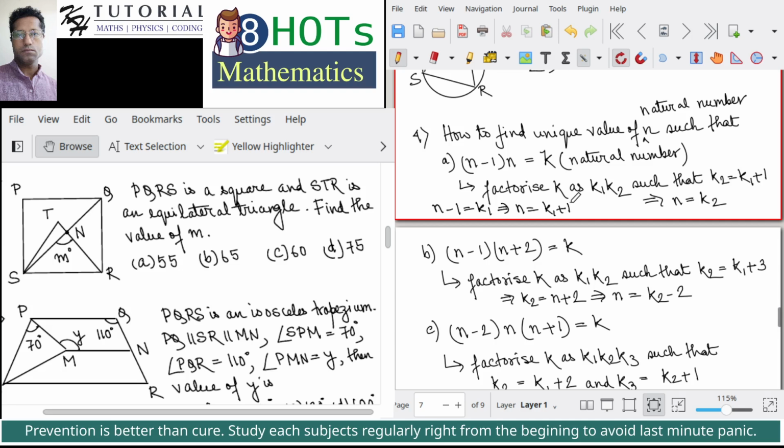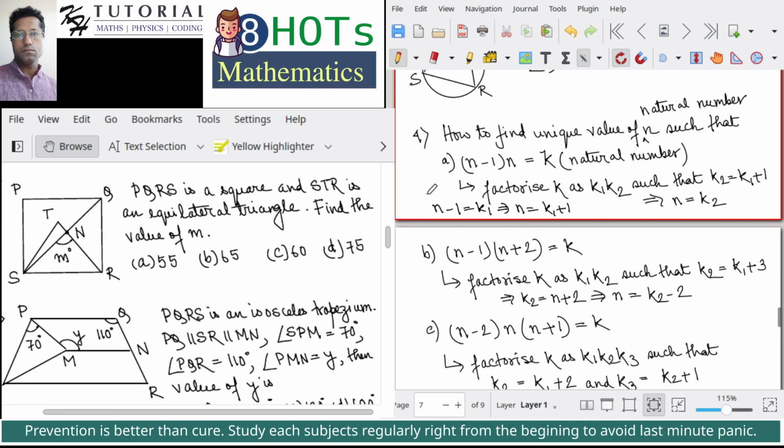Another example, B, is if it is given (n minus 1) multiplied by (n plus 2) is equal to k, where k is a natural number, how do you find n? On the left hand side we can see that n minus 1 and n plus 2 are two natural numbers whose difference is 3. So n plus 2 is 3 more than n minus 1. So we have to factorize k into two factors k1 and k2 such that k2 is more than k1 by 3, or k2 is equal to k1 plus 3. Then we can say that k2 will be n plus 2, or n will be k2 minus 2.